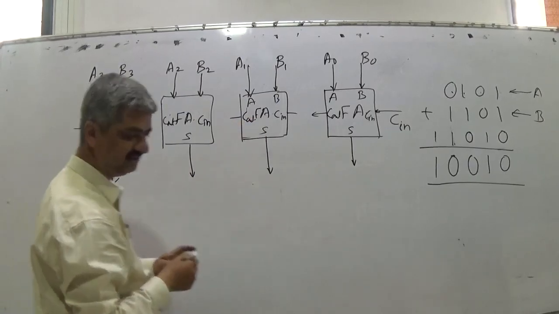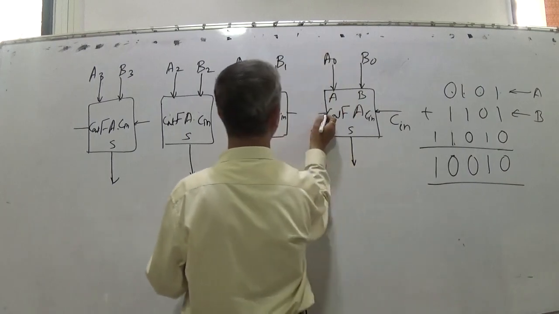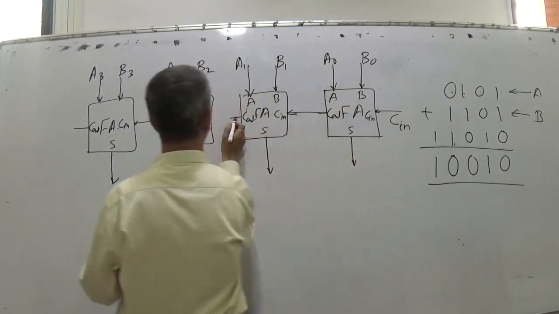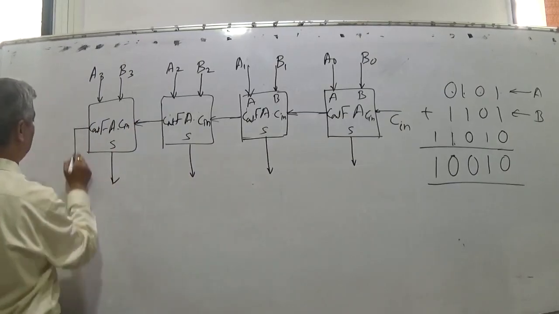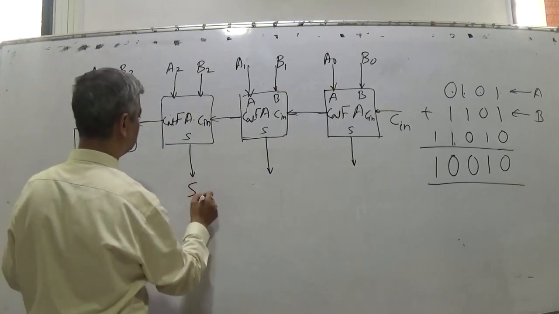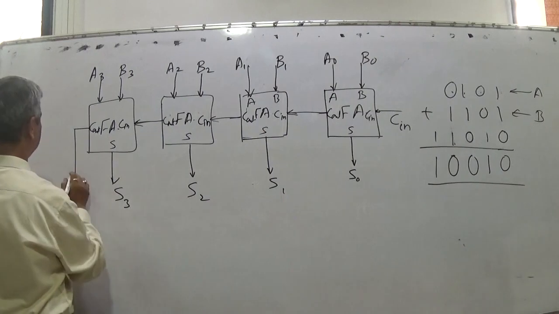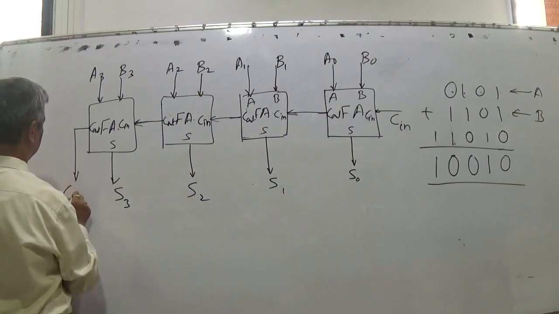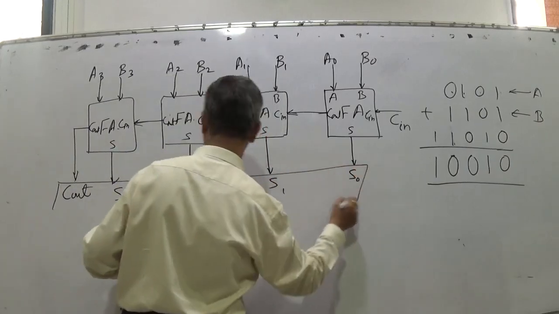Very simple. Just take over the carries to the next. So carry out of this is carry in of the next. Carry out of this is carry in of the next. Carry out of this is carry in of the next. And the last carry out is the next value. This is sum S3, S2, S1 and S0, and this is the last carry out coming into picture. So total 5 bits of the answer are this.